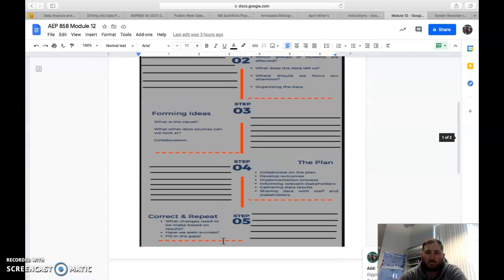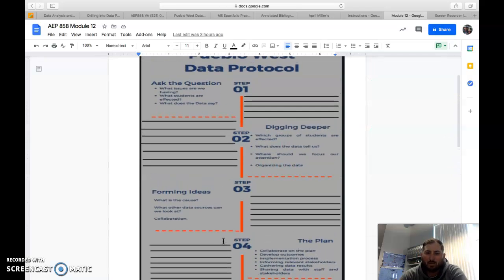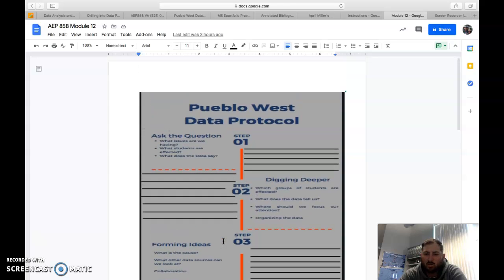Through this process, we can look at data much deeper and solve many of the problems that we may have.